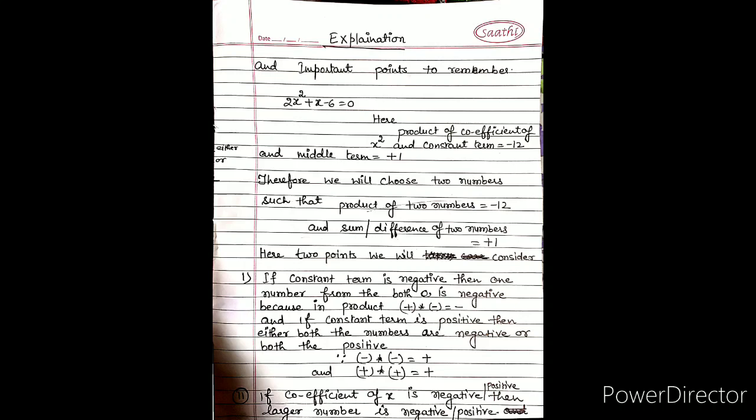The second important point is about the middle term. If the coefficient of x is negative, then the larger number is negative, or if the coefficient of x is positive, then the larger number is positive. Now, how can we decide in the middle term whether it is a subtraction or an addition of the numbers that we have chosen?